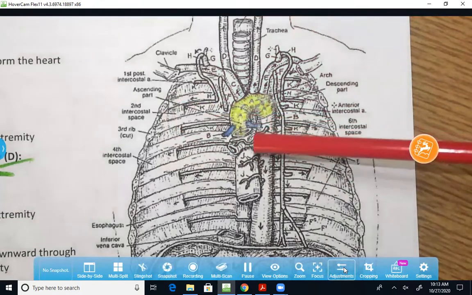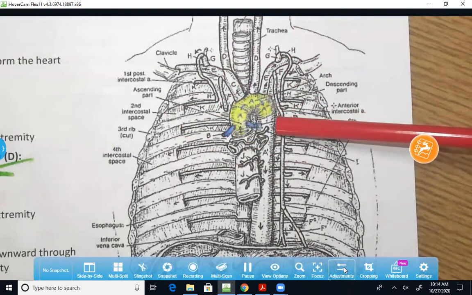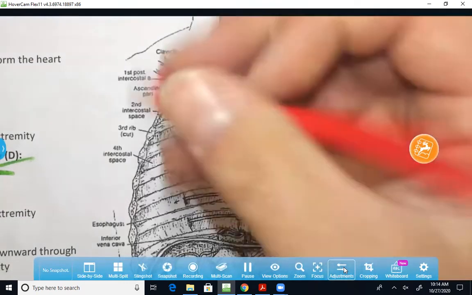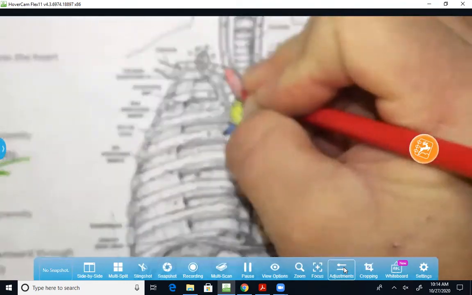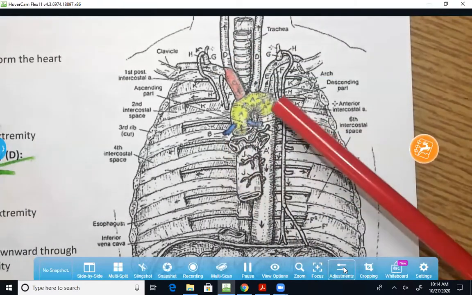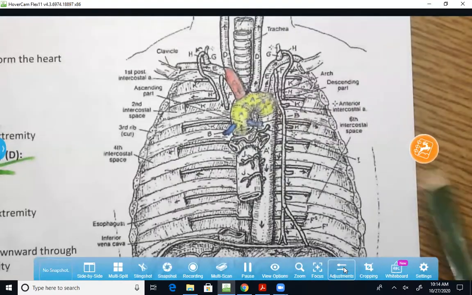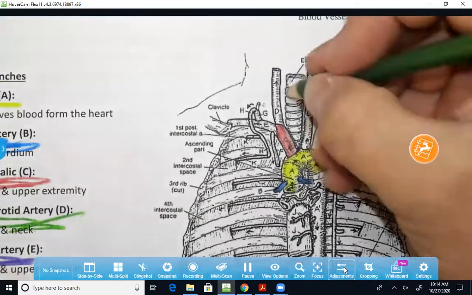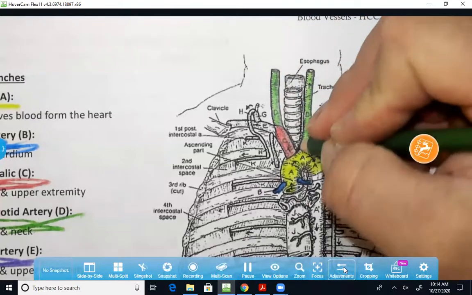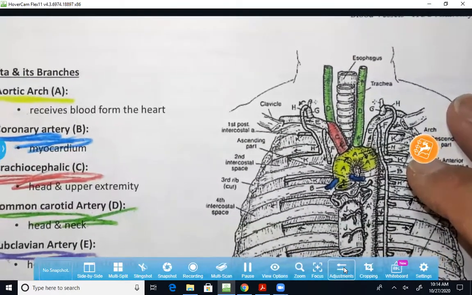Now, since your aorta curves around and comes down more on the left side of the chest, there's a singular blood vessel called your brachiocephalic, letter C. That connects to letters E and D. Whereas over here, you can see E and D are connected directly to the aorta. Letter D, fed by that brachiocephalic on the right side and fed by the aortic arch on the left side, is your common carotid. Common carotids, I should say.